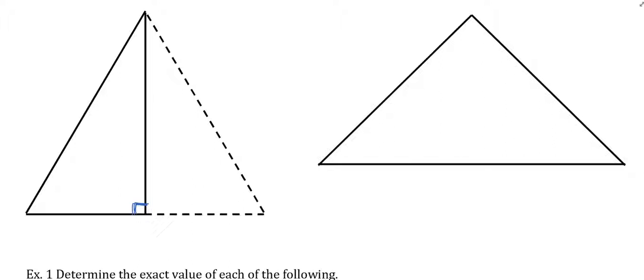Pi over 2, how'd you get that? 180 divided by 2. Nice. Remember that thing that's so important is 180 is pi divided by 2.